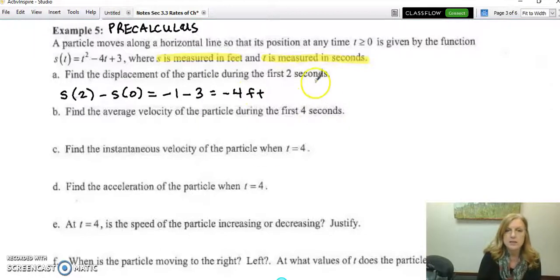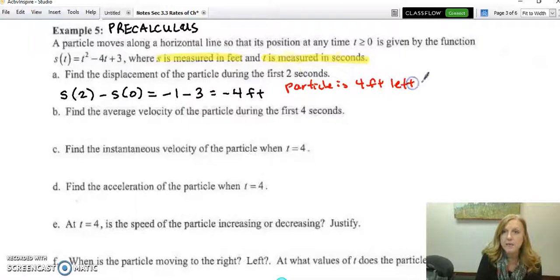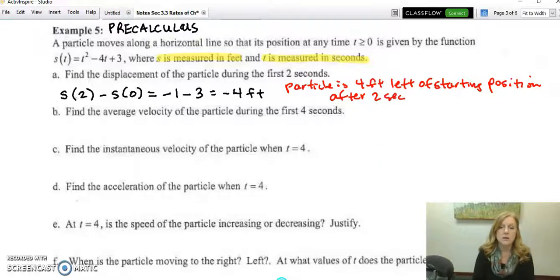Now, in terms of interpreting this, what we're saying is that the particle is 4 feet, since we're moving along a horizontal line, left of the starting position after 2 seconds. All right, so knowing what we're actually finding is good.